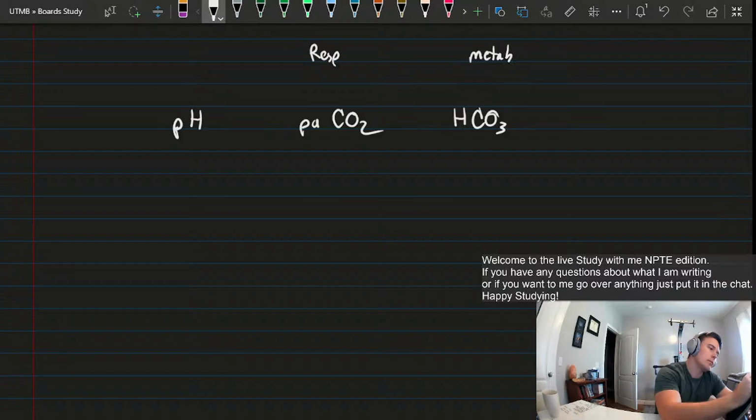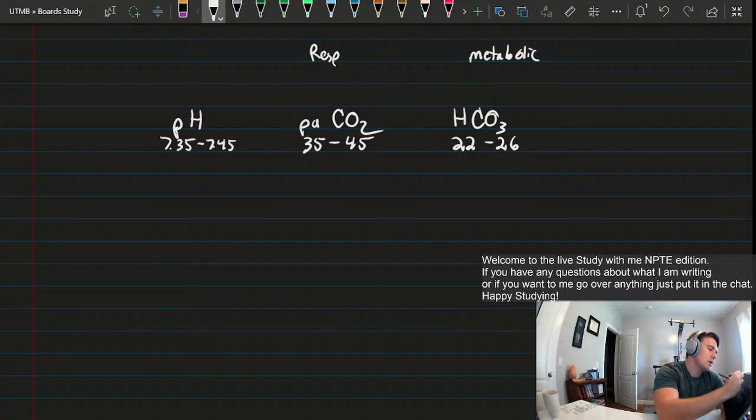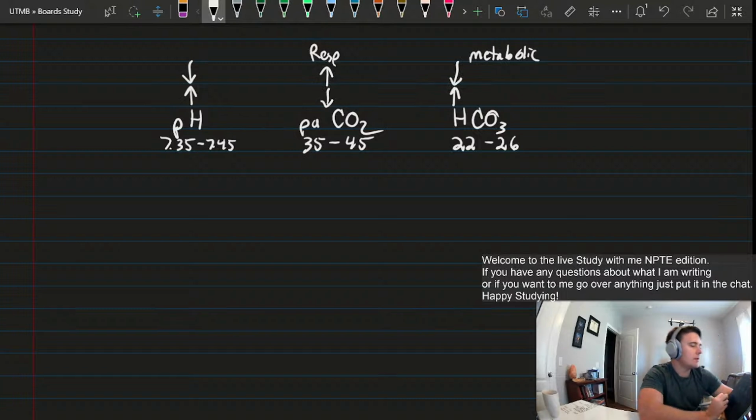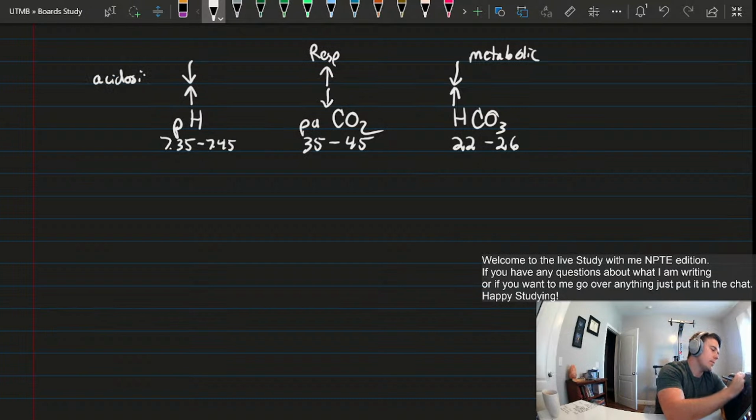Of course, you're going to start out with your pH. You've got 7.35 to 7.45, and you'll drop the 7s, so it's 35 to 45. Then HCO3 is 22 to 26. So you'll just do an up arrow, down arrow, up arrow, of course opposite. And if you remember from chemistry, a down arrow is going to be for acidoses.